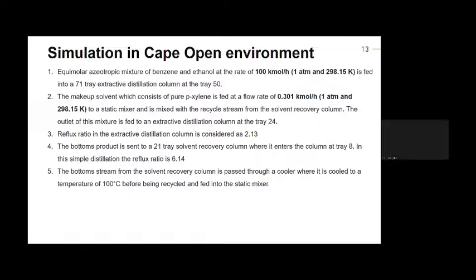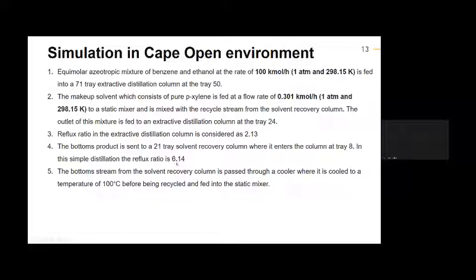So now let's move on to the actual simulation in a CAPE-OPEN environment. There are certain conditions that we have to assume at the beginning of this case study. So we will be considering an equimolar azeotropic mixture of benzene and ethanol, which flows at a rate of 100 kilomole per hour at these standard conditions, and it's fed into a 71 tray extractive column at tray 50. Similarly, the makeup solvent of pure p-xylene flows at a very, very low quantity as compared to the overall flow rate of the component mixture, and this is also fed into the extractive column.